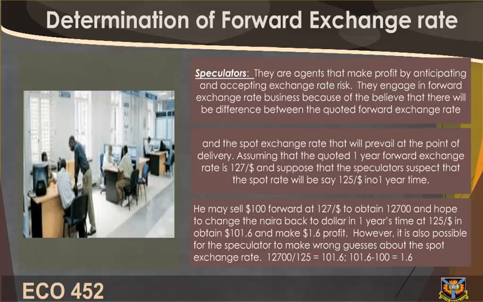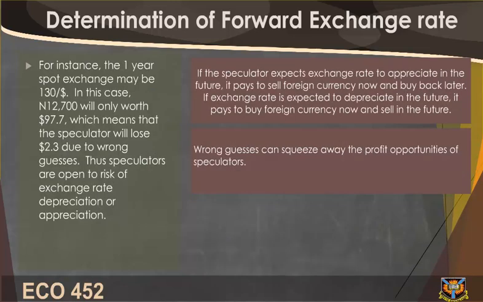$1.6 profit. However, it is also possible for the speculator to make wrong guesses about the spot exchange rate. 12,700 over 125 is equal to 101.6. 101.6 minus 100 is equal to 1.6. For instance, the 1-year spot exchange rate may be 130 per dollar. In this case, $12,700 will only be worth $97.7, which means that the speculator will lose $2.3 due to wrong guesses. Thus, speculators are open to risk of exchange rate depreciation or appreciation.